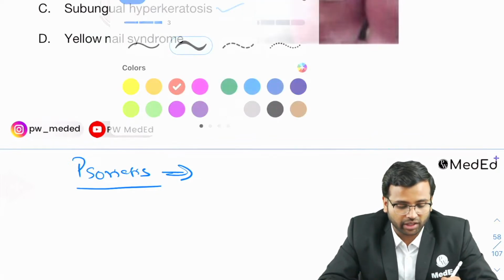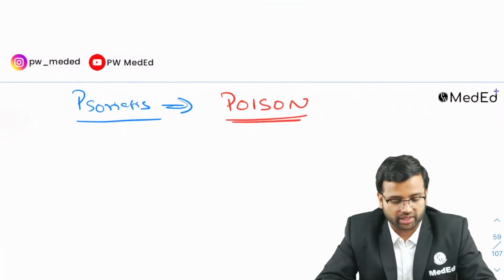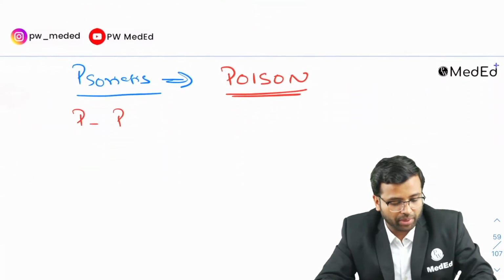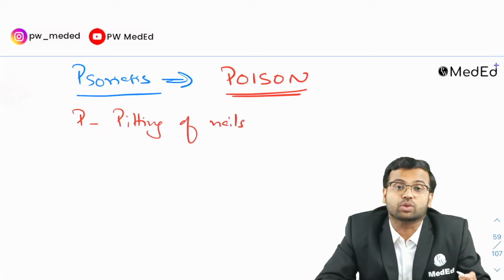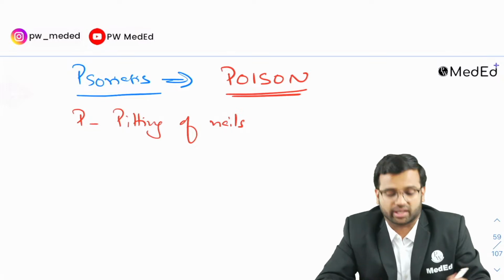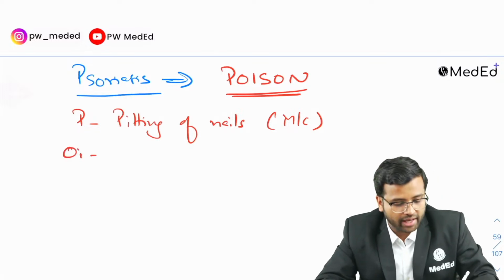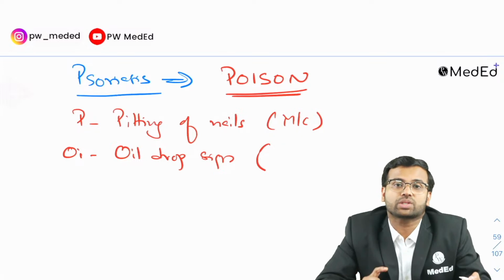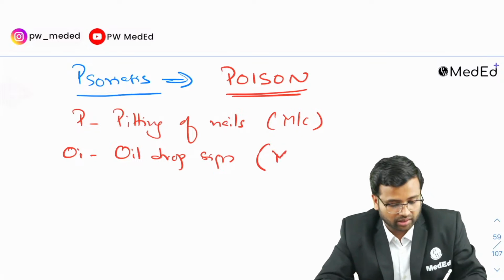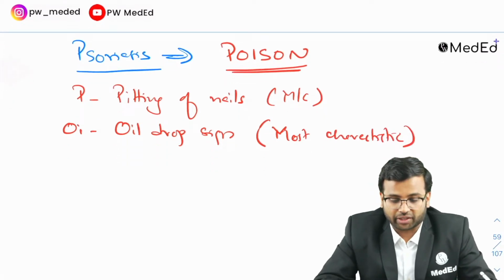You can remember it with the mnemonic POISON. Now what is P? P stands for pitting of the nails. Now this pitting of the nails is going to be the most common nail finding in psoriasis. So please make a note that this is the most common finding. Whereas OI can be called the oil drop sign. And this oil drop sign is going to be the most characteristic nail finding in psoriasis.